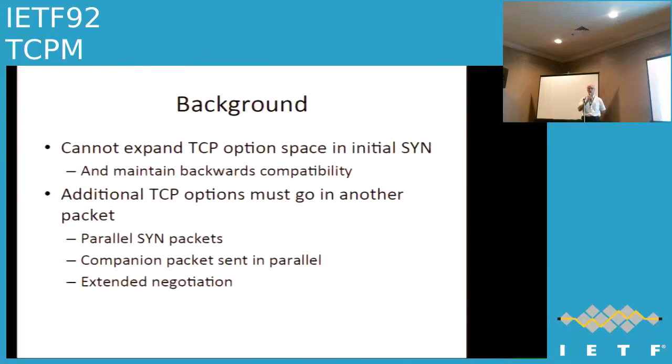It's a secondary packet that's sent along with the SYN. It's not a SYN itself. This is Joe Touch's one, where the packet is sent with no flags, no SYN flag and no ACK flag, which hopefully will be ignored by legacy implementations, but extended implementations would understand that and be able to take that along. The third option is extended negotiation, and that's the one that TCP four-way falls into. Next slide, please.